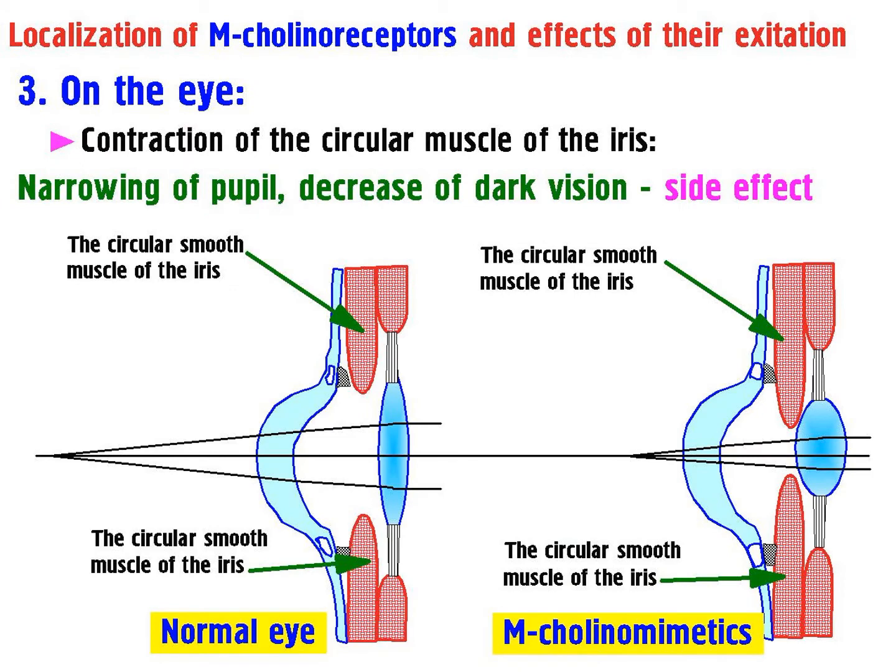The next is the group of the effects which depend on the stimulation of muscarinic receptors in the eye. First is the contraction of the circular muscle of the iris. Muscarinic receptors are widely found in this muscle, and their stimulation results in the contraction of the circular muscle, which finally leads to the narrowing of the pupil. The diameter of the pupil becomes smaller, which leads to the decrease of dark vision.